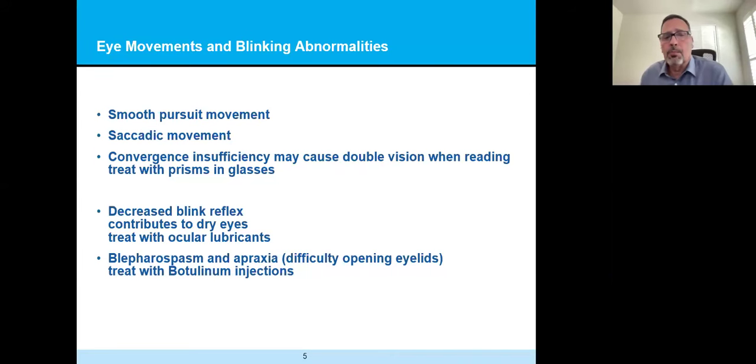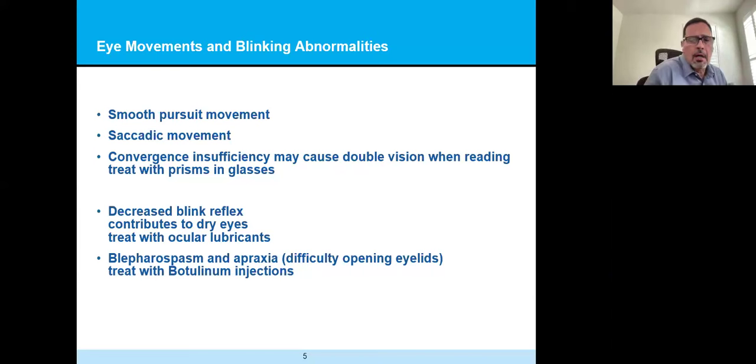Another thing that can happen with Parkinson's is that the blinking reflex is blunted. So you have a decreased frequency of blinking. Most of us blink somewhere between 20 and 30 times per minute. But patients with Parkinson's tend to blink less frequently, and that contributes to dryness of the eyes. And we'll talk about how to treat it with ocular lubricants and other things like that shortly.